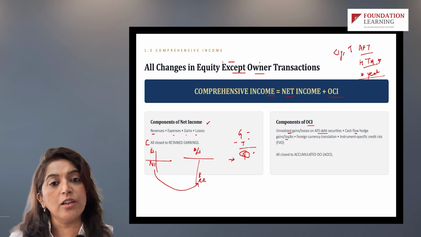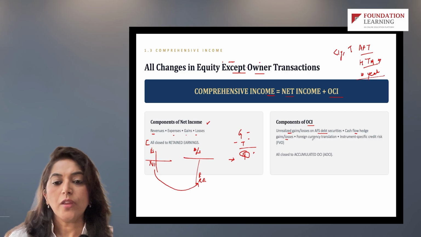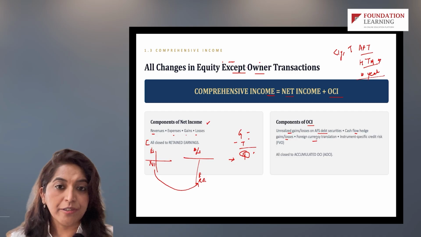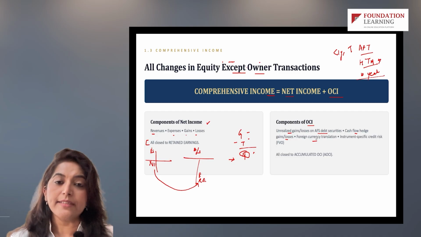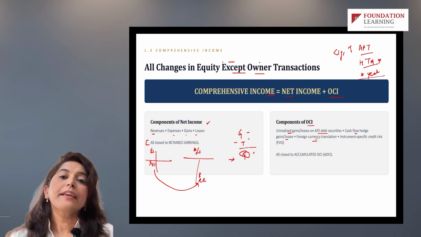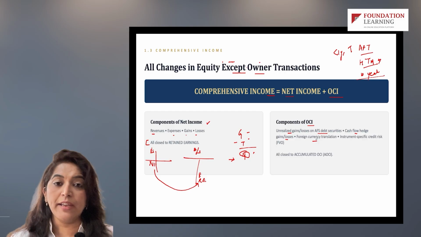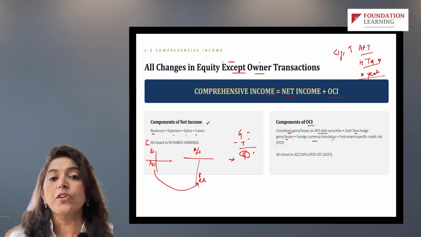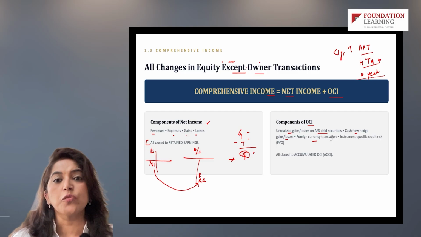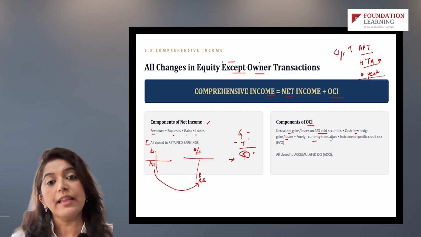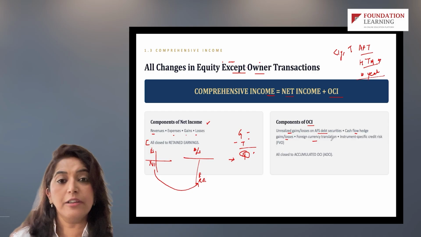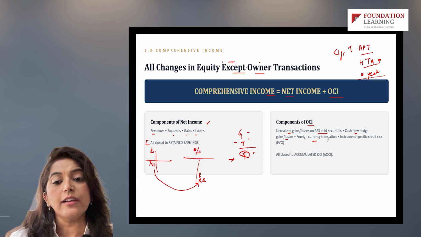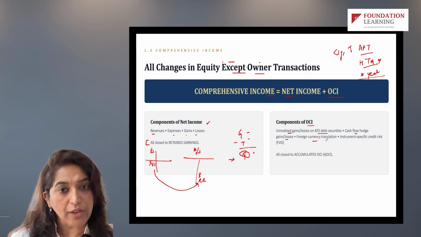Cash flow hedge gains and losses, again parked under OCI. Foreign currency translation. Now this is a concept relevant for consolidation, right? When a parent consolidates the subsidiary financials, there can be certain fluctuations in foreign exchange in case the subsidiary is based out of a different country or a foreign country. So let's say there is a sale transaction which took place, but when you convert that sale transaction into a different currency, it can lead to some gain or loss. So that loss is parked under foreign currency translation.